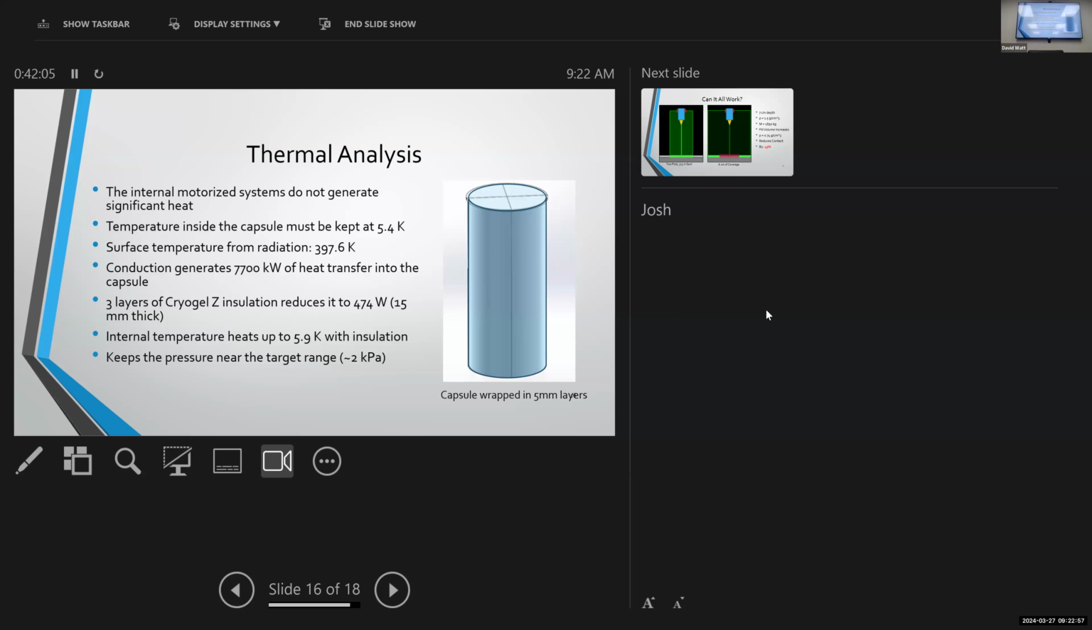Let's see. We already talked about the other thermal aspects of this. I think it might come from the fact that the gradient from the outside to the inside is 397 to 5 Kelvin, and that's what's causing such a massive influx of heat. Well, maybe. I think your temperature is going to stabilize somewhere in the middle. You're not going to dump in 7,700 kilowatts. But maybe you will, maybe it's an instantaneous value, if you actually had the outside surface at 400 Kelvin and the inside pressure chamber at 5.4, maybe.